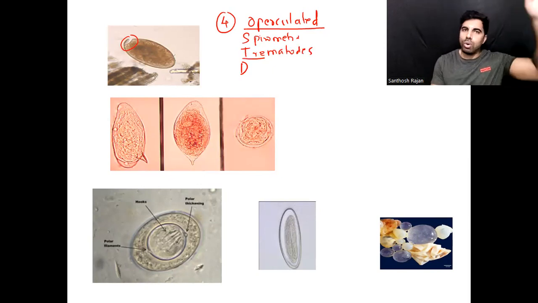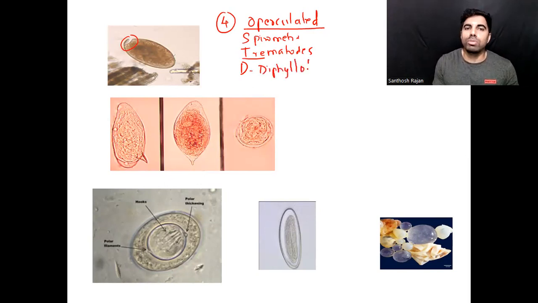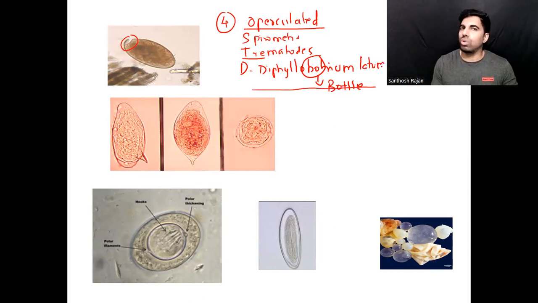Tree is always outside, it's open. And D for which one? Diphyllobothrium latum, which is causing what? B12 deficiency. Diflo means bottle. You have to open the bottle; to drink, the bottle must be opened. Got it? Diphyllobothrium latum. So these are bottle, to open. Okay, so these are the eggs, open eggs.